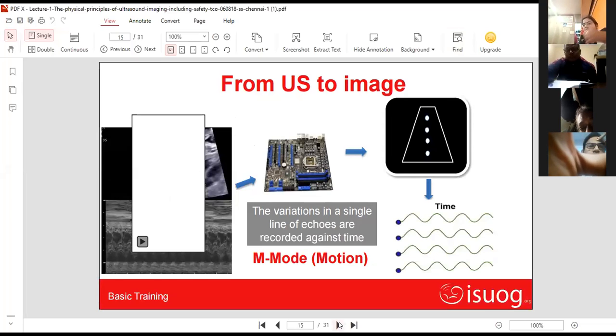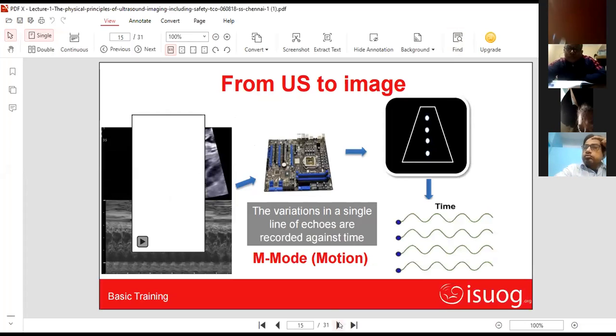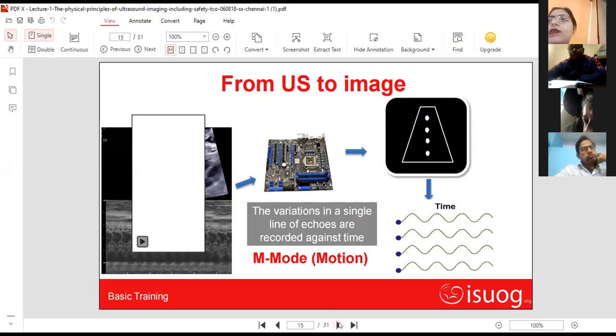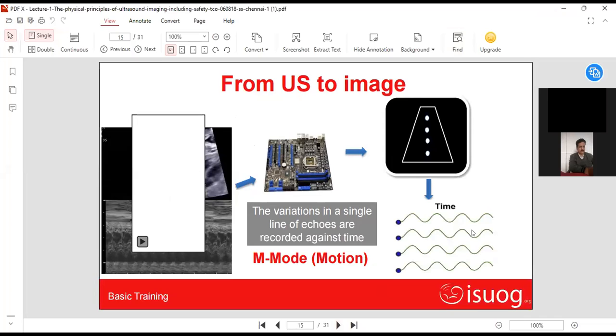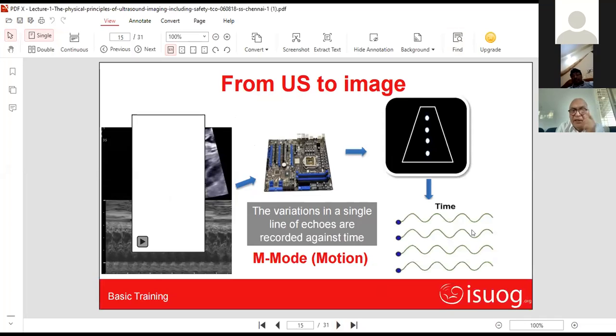The variations in a single line of echoes are recorded. This is M mode. M mode is motion mode. It is very important to record, and everybody is familiar with this because we use it in echocardiography. We also use it in measuring the fetal heart rate.